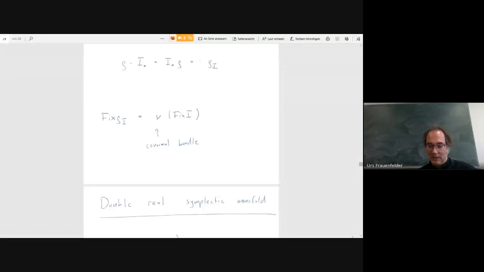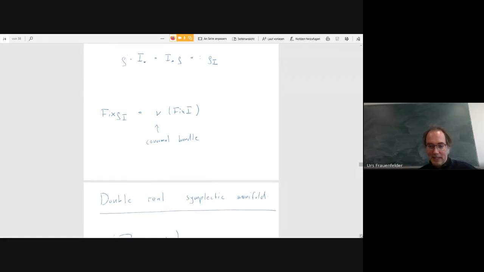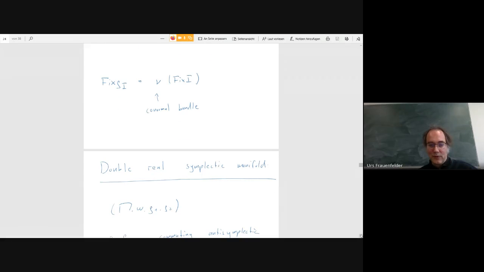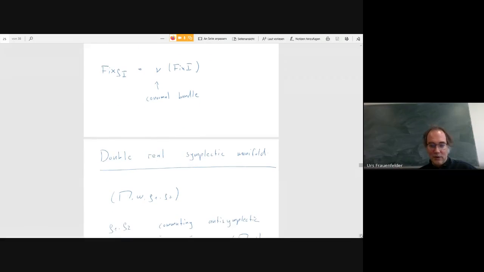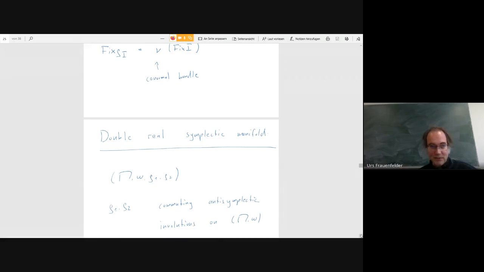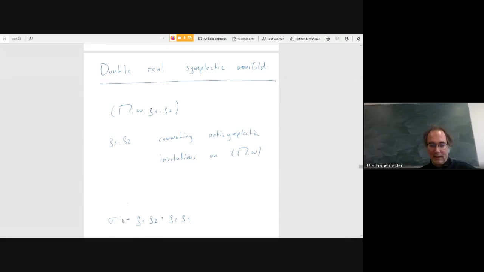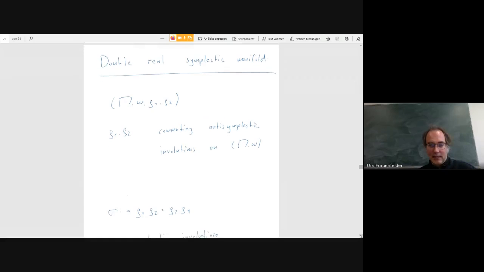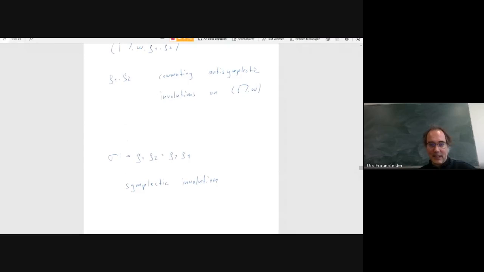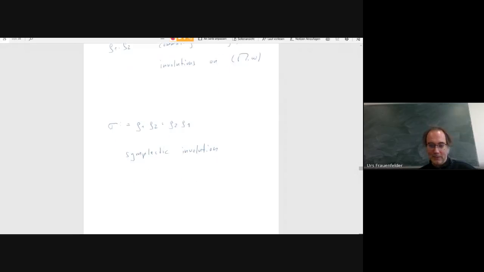And now, for the Langmuir orbit, we need a bit more. So we have a double real symplectic manifold. What is a double real symplectic manifold? We have rho one and rho two, which are two anti-symplectic involutions, and they should commute with each other. So if you have two commuting anti-symplectic involutions, then their product is itself a symplectic involution. That's what we call a double real symplectic manifold.